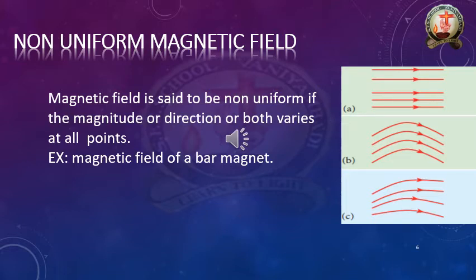Okay, and an example of the non-uniform magnetic field is the magnetic field of a bar magnet. You know already, yesterday in class you saw maybe the bar magnet. I explained with an example using the bar magnet only. There you saw the magnetic field of a bar magnet is always a non-uniform magnetic field. Okay, can you remember? The example of the non-uniform magnetic field is the magnetic field of a bar magnet. Okay, so this is the explanation about the non-uniform magnetic field.